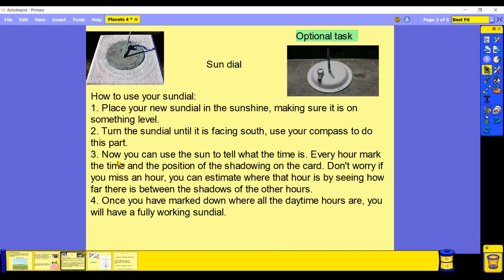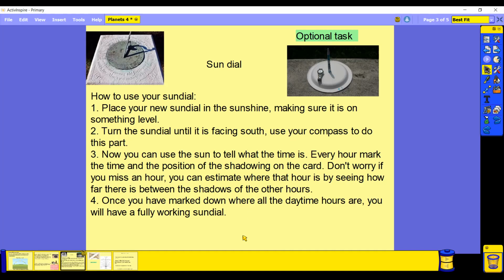So now what you can actually do is use the sundial to tell what time it is. So every hour you mark off the time and the position of the shadow on the card. So if you miss an hour, don't worry too much. For example, if you manage to mark off 12 midday and 2 p.m., you can work out 1 p.m. as it will be the middle of these two shadows.